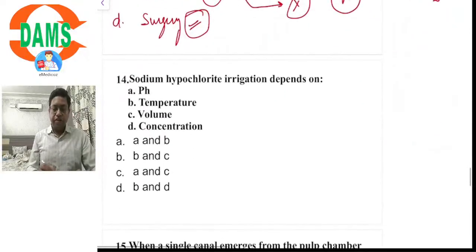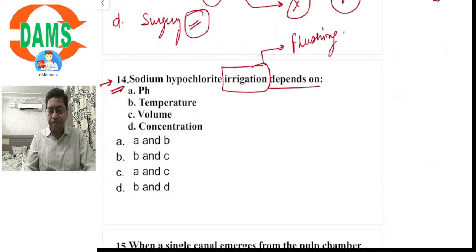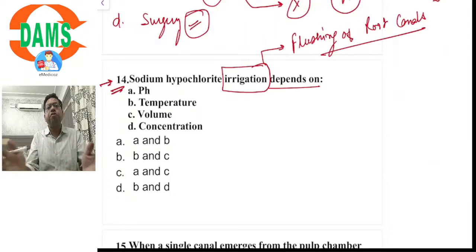Okay. Question number 14. The sodium hypochlorite irrigation depends on or is influenced by what factors: pH, temperature, volume, and concentration. See, whenever we talk about irrigation, the most important irrigating action is flushing of the root canals. Flushing of the root canal means a copious volume of irrigant should be there. Definitely volume is there.